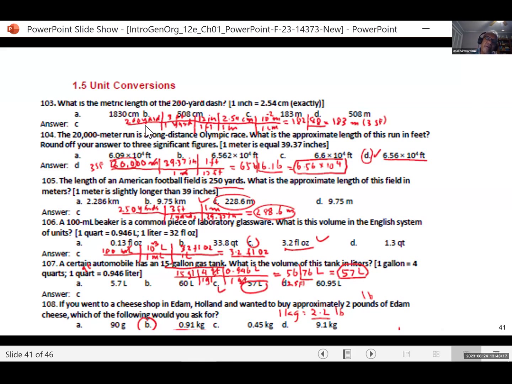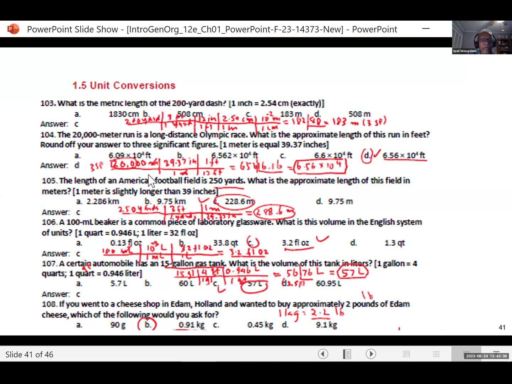Since 200 yards has 3 significant digits, the number answer in meters also has 3 significant digits.